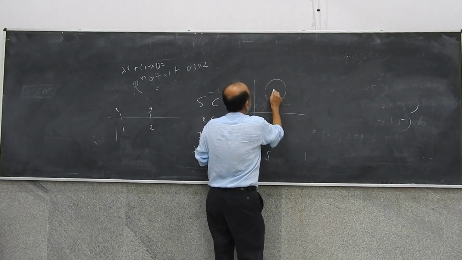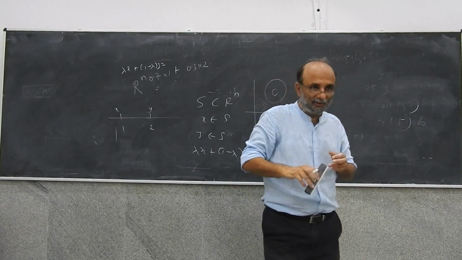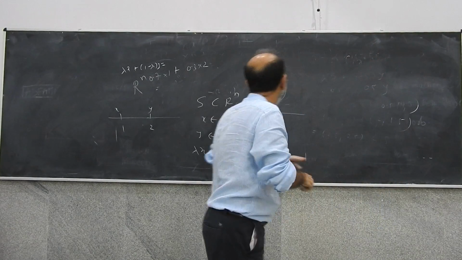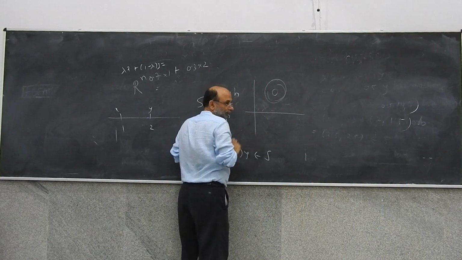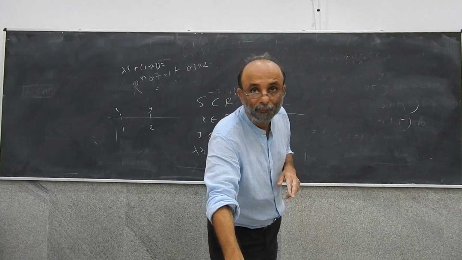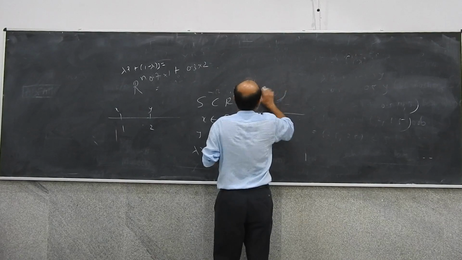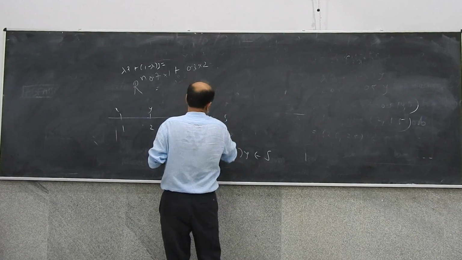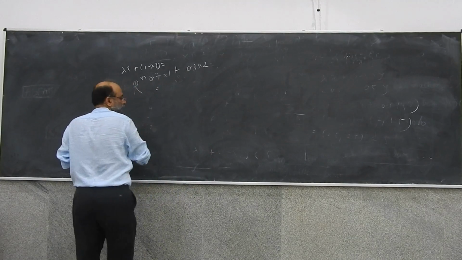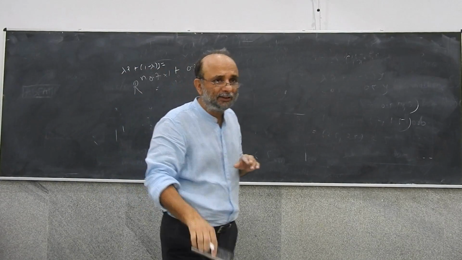Suppose I have a donut type shape. So these are all the points which contain the set. Will this be a convex set? No. Okay. Now, do you understand what a convex set is?